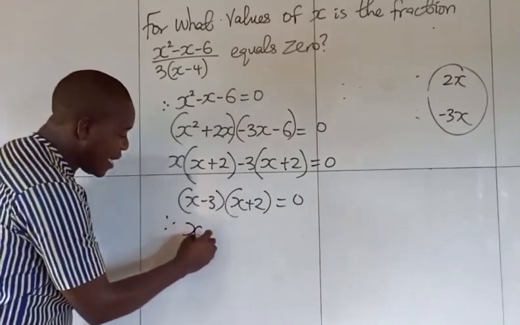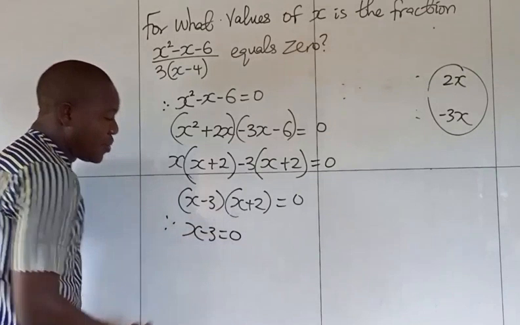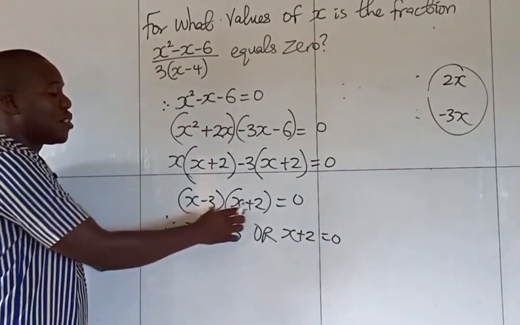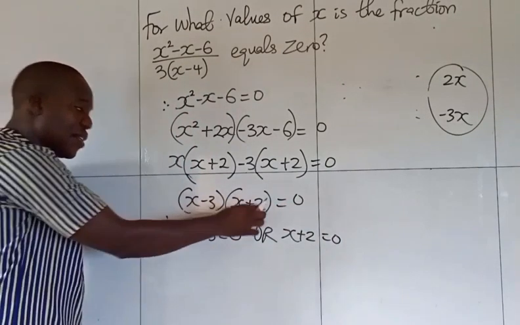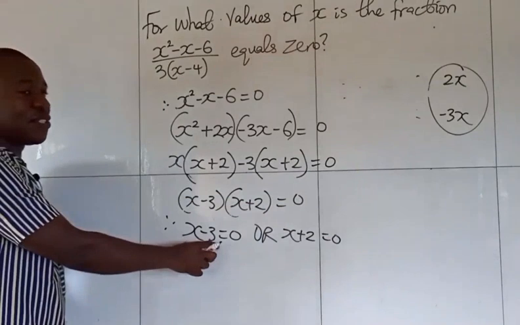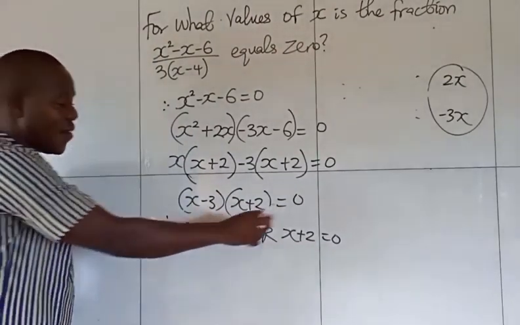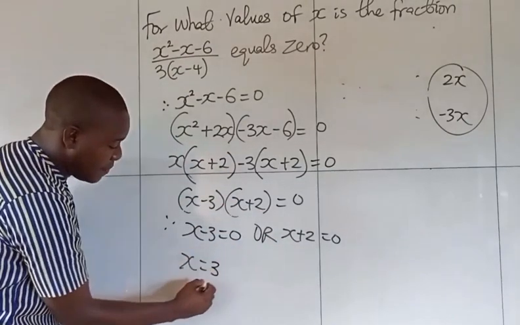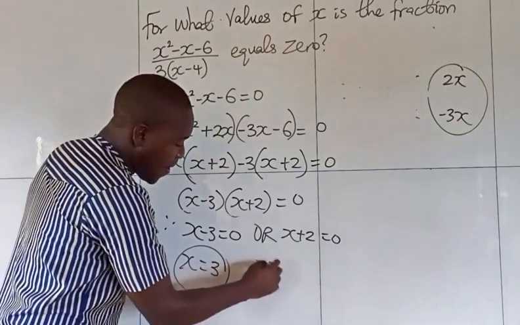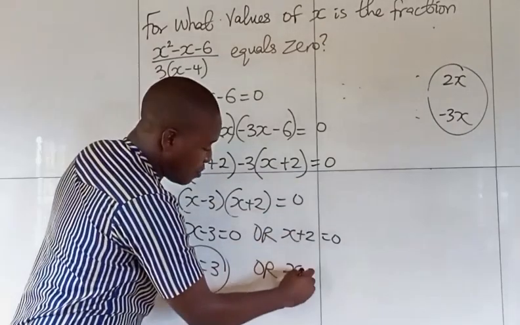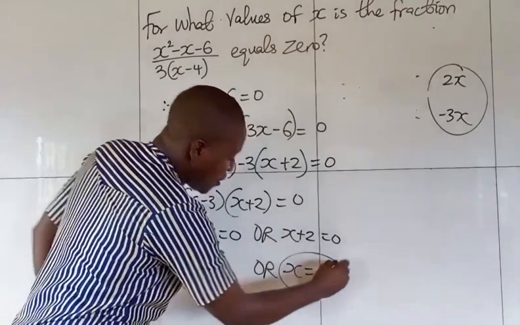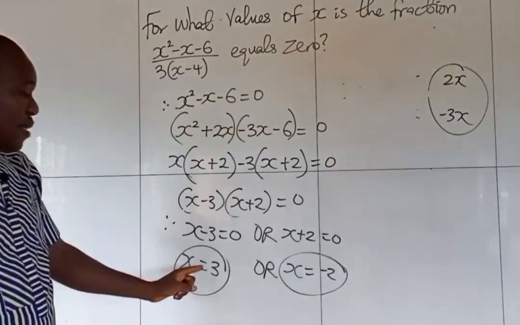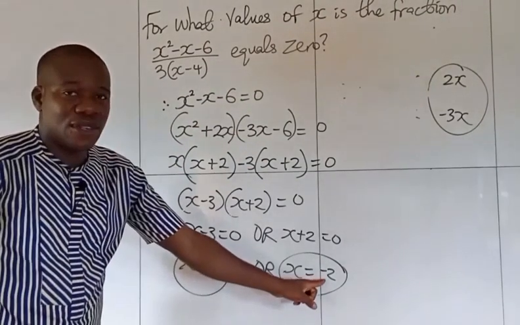If that be the case, it means that either x minus 3 is equal to 0 or x plus 2 is equal to 0. For these two multiplications to give us 0, this is 0 or this is 0. So from here we have a linear equation, we can solve for x. From here, x becomes equal to minus 3 crosses equal sign, changed to plus 3. X becomes 3. Or plus 2 crosses equal sign, changed to minus 2. X becomes minus 2. So these are the values of x for this fraction to be equal to 0. X must be 3 or x must be minus 2.